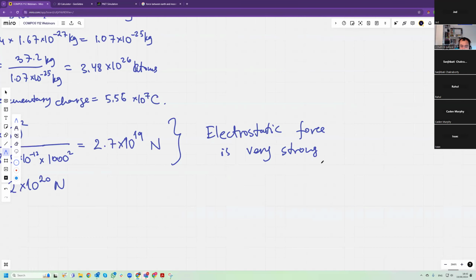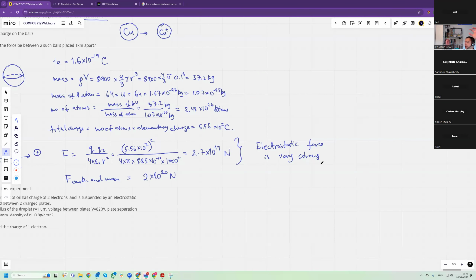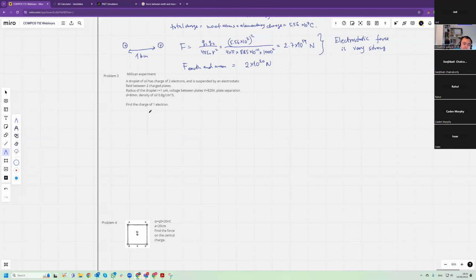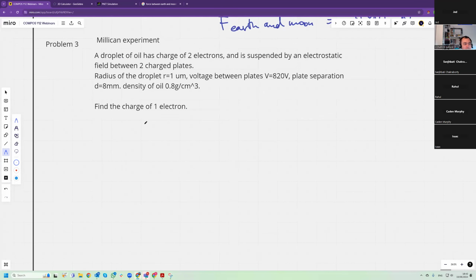If you take a proton and an electron in the hydrogen atom, and you compare the gravitational force between them and the electrostatic force between them, the electrostatic force is 10 to the power 42 times bigger, which is massive. And 42 is a magic number.